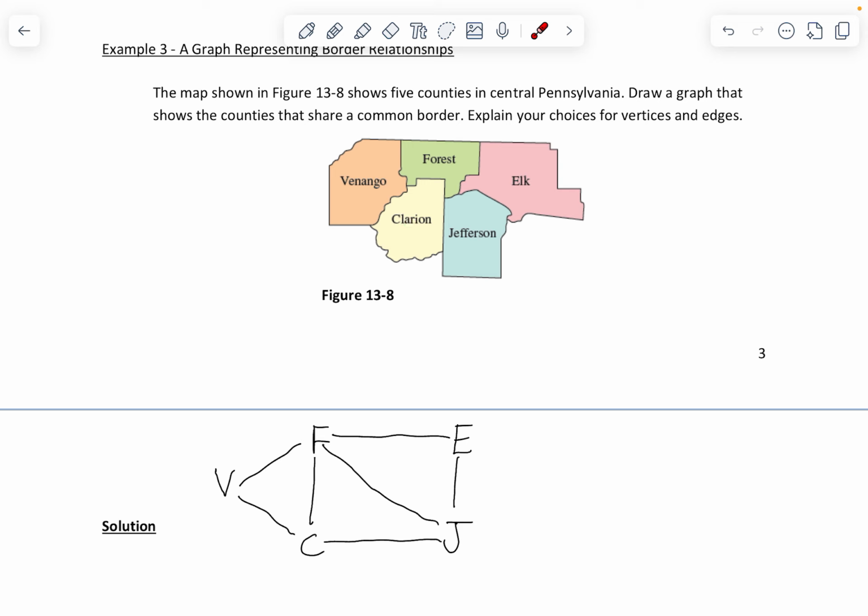And Venango County. So let's see, do we miss anything here? I don't think so. So we've gone through each county one by one, and we've drawn an edge to represent each common border between the counties. And that's our resulting graph right there.